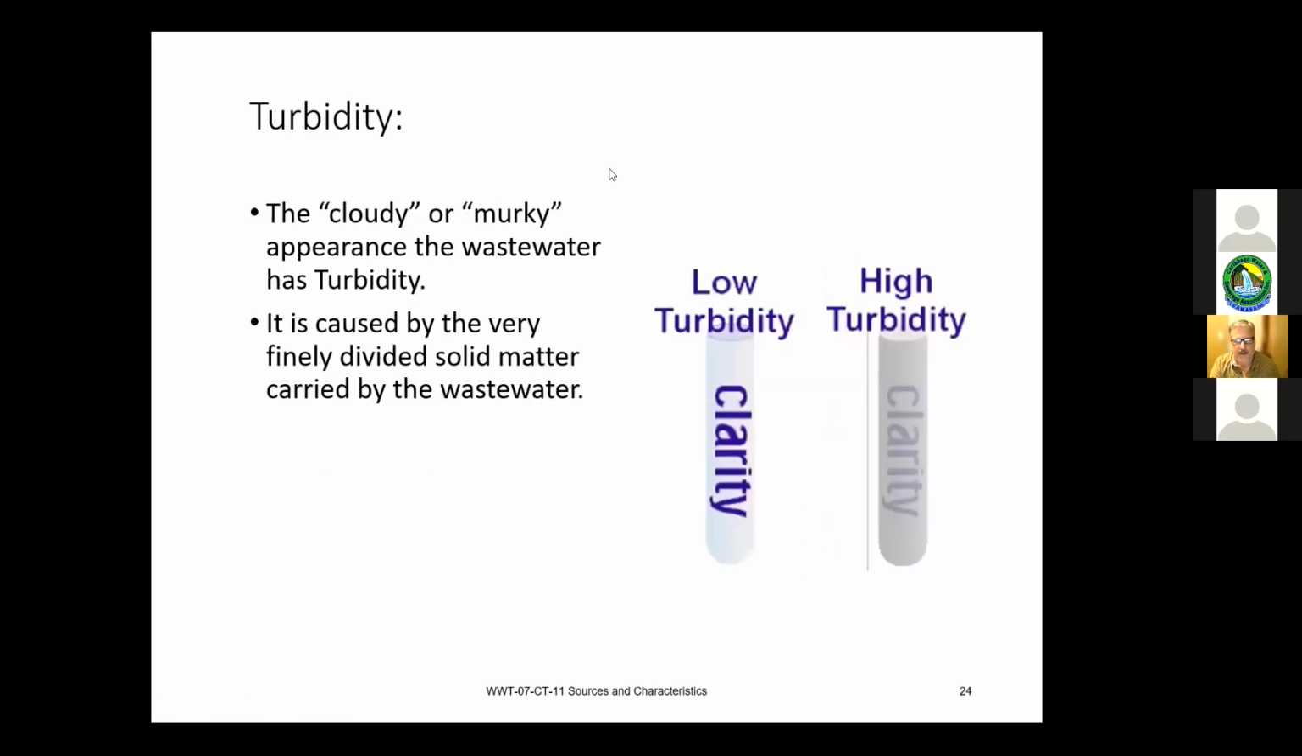So turbidity. The term turbidity is used probably a lot more in water than it is in wastewater. The turbidity units are how water systems measure the quality of their treatment, that kind of thing. But it is used in the water industry in general. Basically, turbidity is the appearance of being a little cloudy or murky. It's caused by very finely divided solid matter in the wastewater.